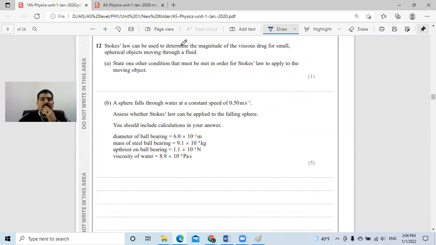Next question, question 12. Stokes' law can be used to determine the magnitude of the viscous drag force for small spherical objects moving through fluids. State one other condition that must be met in order for Stokes' law to be applied.